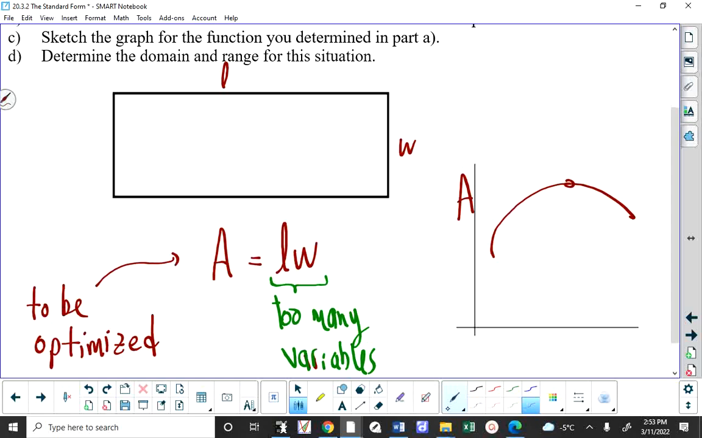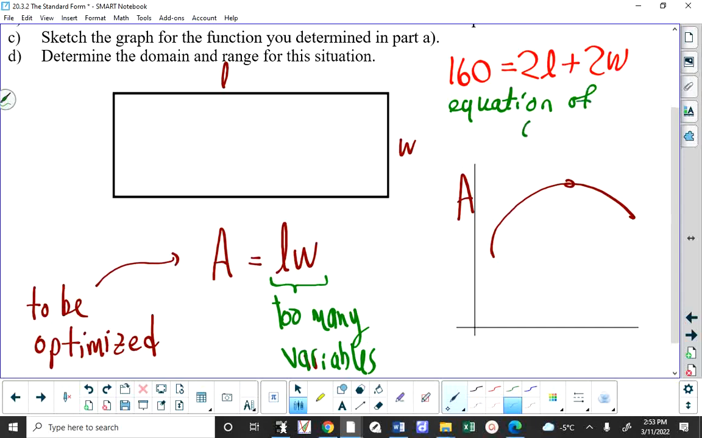And we're going to get rid of one of the variables by writing 160 equals 2L plus 2W. And I would like everybody to just think about that for a second. Why 160 equals 2L plus 2W? Because we have 160 meters of rope, and we've got 2 lengths and 2 widths. And you may think this is maybe overcomplicating things, but I think language in math is important. This is an equation of constraint.